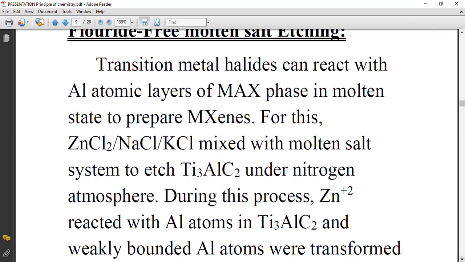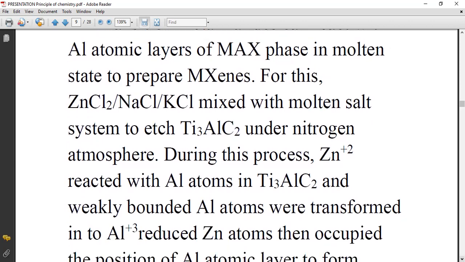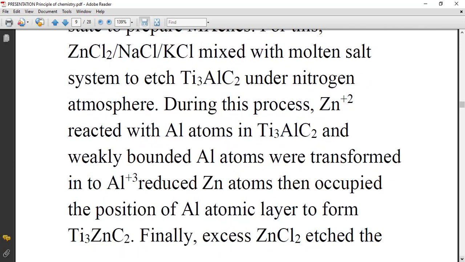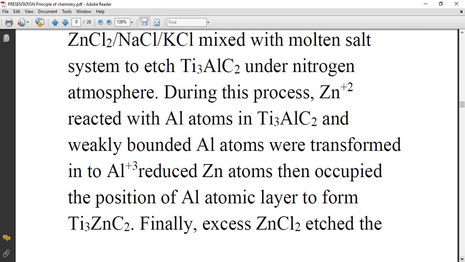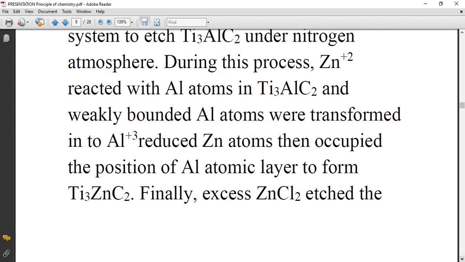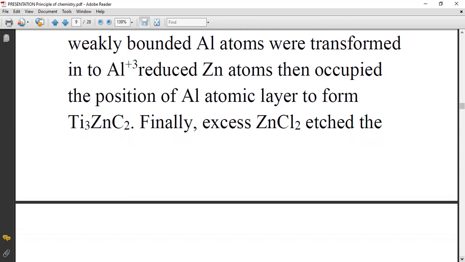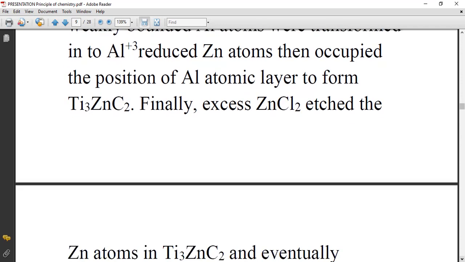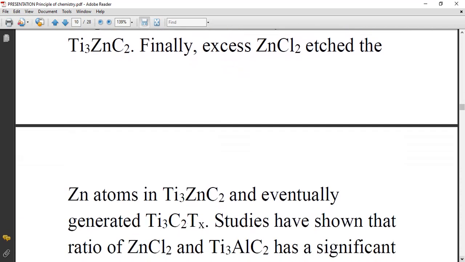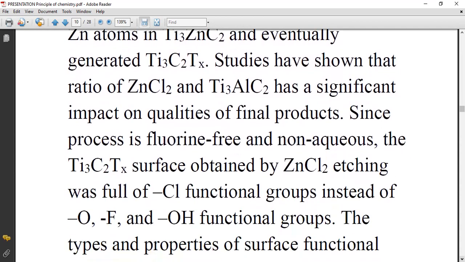Transition metal halides can react with the aluminum atomic layer of the MAX phase in molten state to prepare MXene. For this, zinc chloride, NaCl, and KCl are mixed as a molten salt system to etch MAX under nitrogen atmosphere. During this process, zinc reacted with aluminum atoms in the MAX phase and weakly bonded aluminum atoms were transformed into aluminum ions. Reduced zinc atoms then occupied the position of the aluminum atomic layer to form a MAX compound. Finally, excess zinc chloride etched the zinc atoms, eventually generating the MXene.